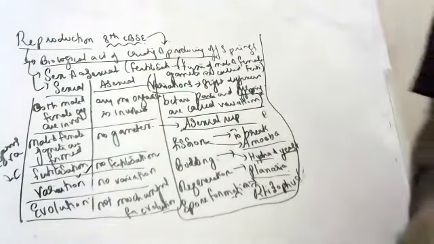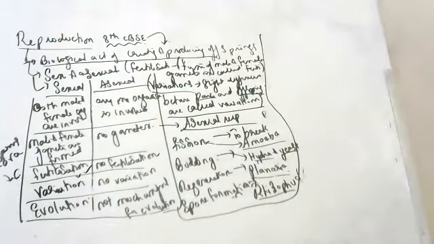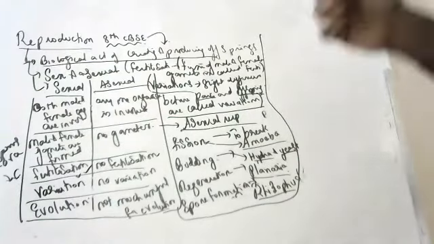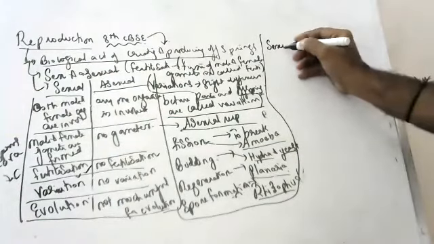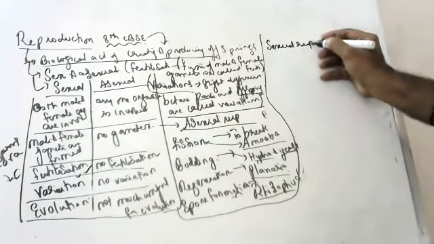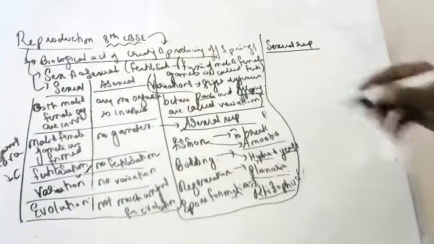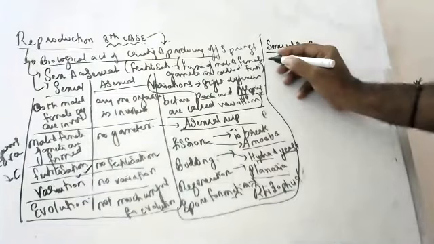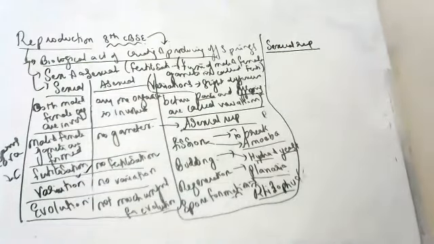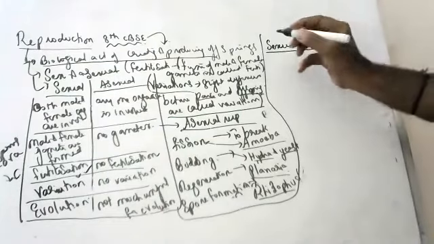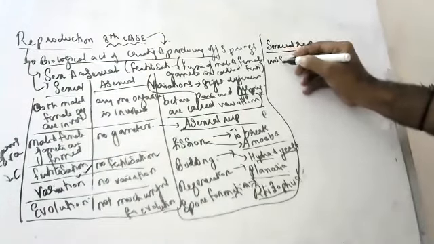Okay, now next one, children, all of you see here. After this, children, we have to discuss sexual reproduction. In sexual reproduction, I told you many times, male and female organisms are involved. There are two types of animals, children, unisexual and bisexual.